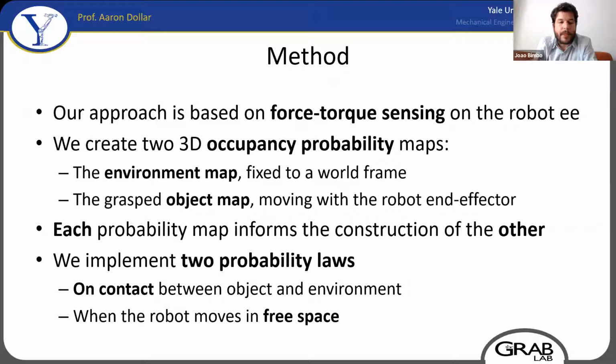We do this by implementing two probability laws. One we apply when we are pulling and we feel a force, so we feel that there's a contact between the object and the environment. There was a collision. The other we use when we are not feeling any force. So if you're trying to pull something and you don't feel any collision, you gain some information from that fact.